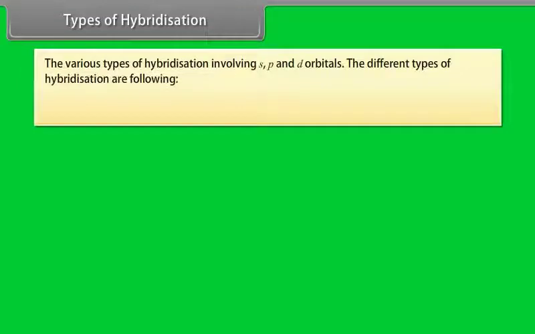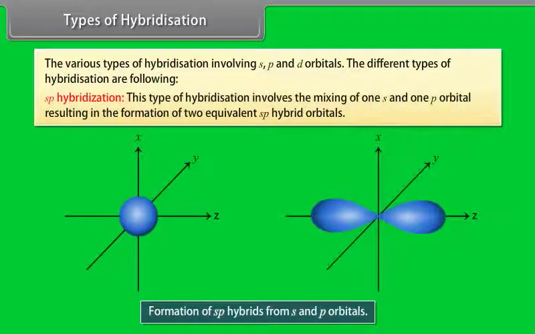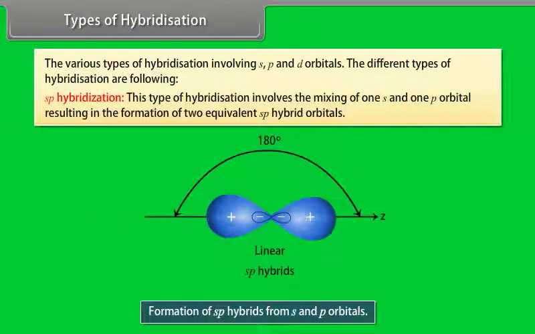Types of hybridization. The various types of hybridization involving s, p and d orbitals. The different types of hybridization are as follows. sp hybridization. This type of hybridization involves the mixing of one s and one p orbital, resulting in the formation of two equivalent sp hybrid orbitals.